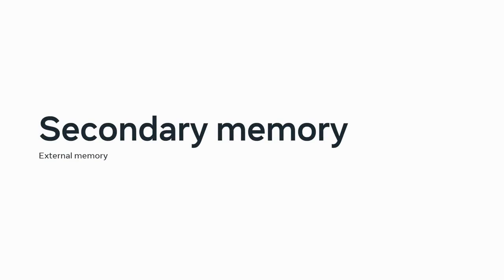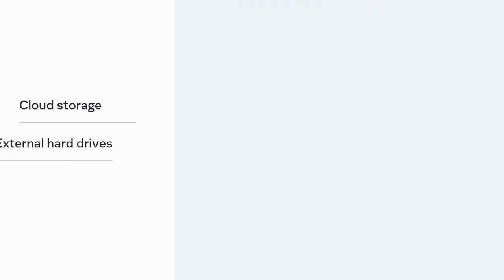Secondary memory relates to external memory that can be plugged in externally and used to increase the storage capacity of your system. Accessing secondary memory is slower and requires transferring all required information and instructions into RAM. Examples of secondary memory would include cloud storage, external hard drives, and memory sticks.